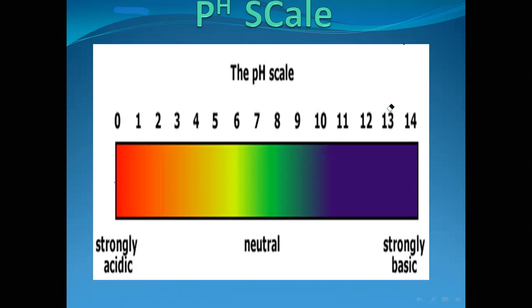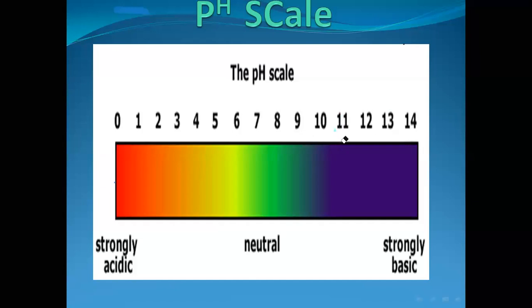Higher pH, more alkaline solution. pH 9 and pH 11, both are alkaline solutions. Which one is more basic? Which one is more alkaline? pH 11. Okay, so this is the pH scale.